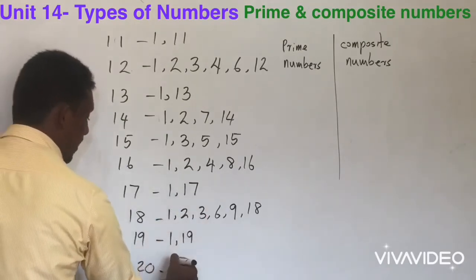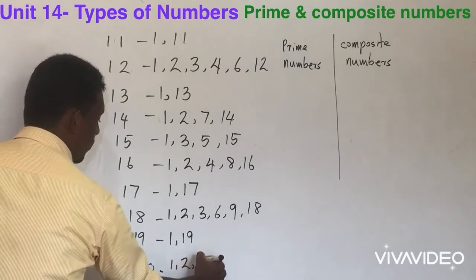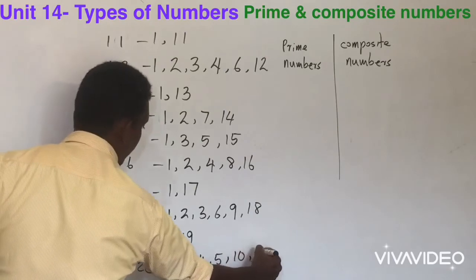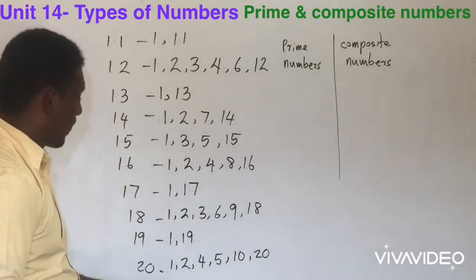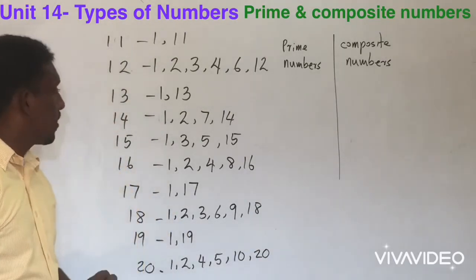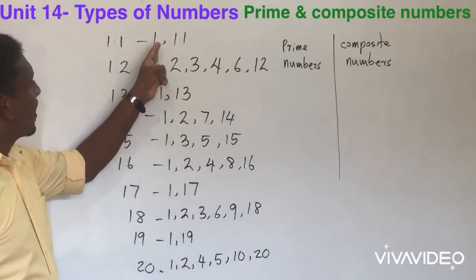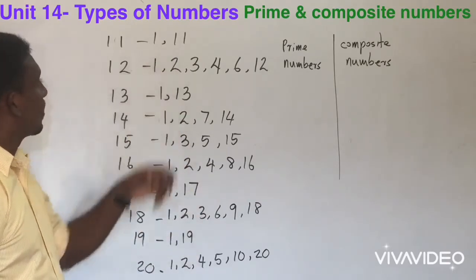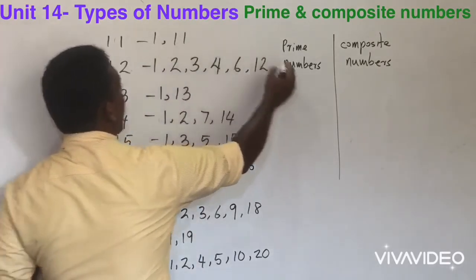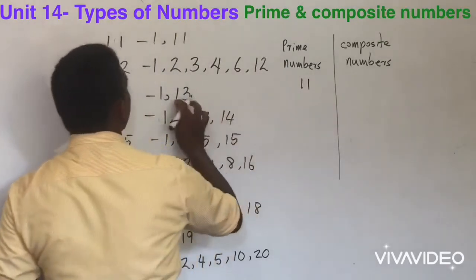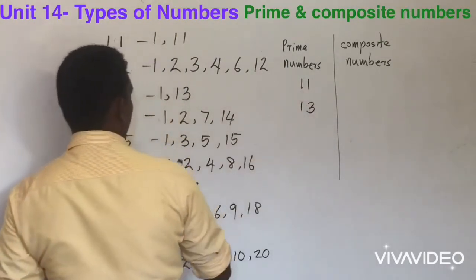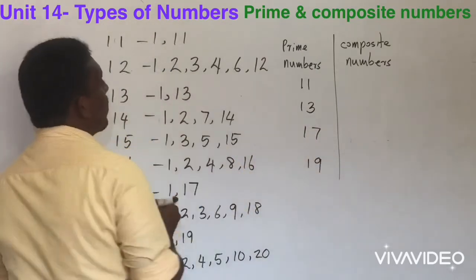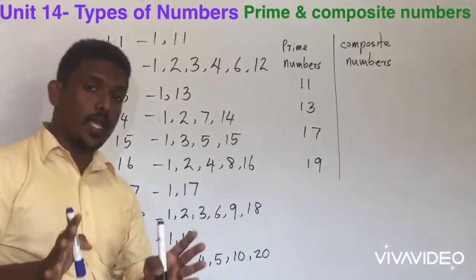Factors of 20: it is divisible by 1, then 2, then 4, 5, 10, and finally 20. These are the factors of 20, right? Now select the numbers with only two factors. Yes, 11. Therefore, 11 is a prime number. Then 13. 13 is a prime number. Then 17 and 19. The other numbers all have more than two factors.